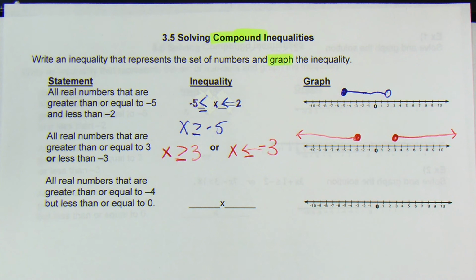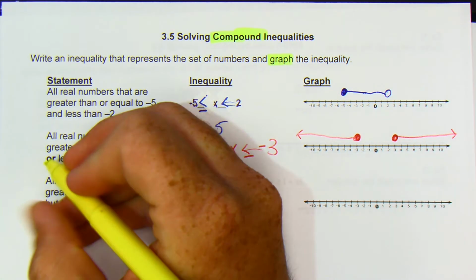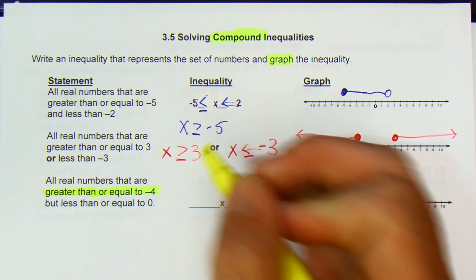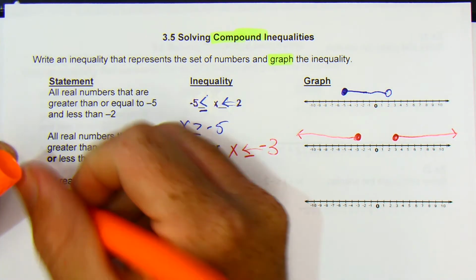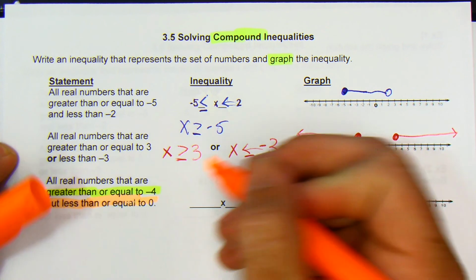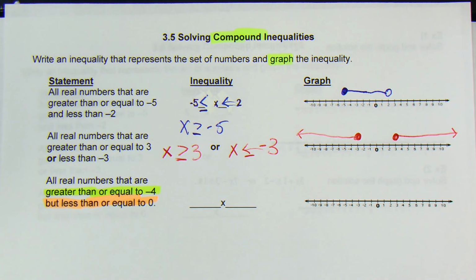Okay, so next we're going to graph all real numbers that are greater than or equal to -4, but less than or equal to 0. So we have our x in the middle here, and it wants all real numbers that are greater than or equal to -4, but less than or equal to 0.